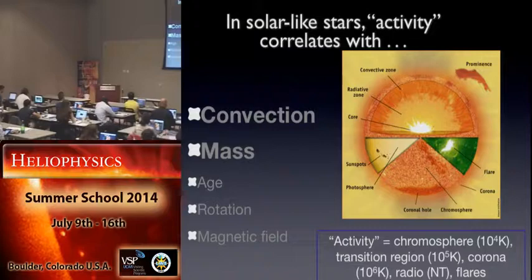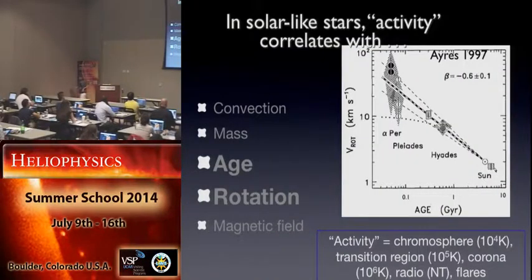So this activity correlates in a broad sense with these two parameters, convection and mass, which are correlated with each other. There's another two parameters that also are important in activity, and that's age and rotation, which also are correlated with each other. So this is a plot from a paper by Tom Ayers showing observed spread of rotation speeds on clusters of different ages. And you can see that these stars start out rotating very rapidly, and then they decay with time.